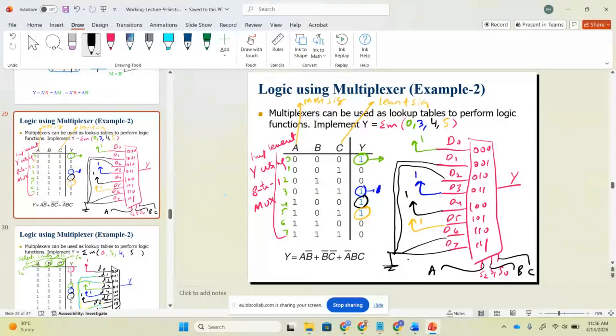Any question? Implementing a function using multiplexer is very easy. It's just like a piece of cake. Any question?